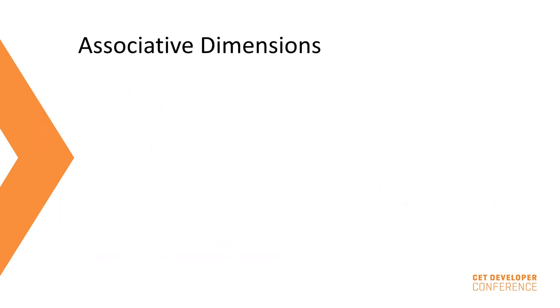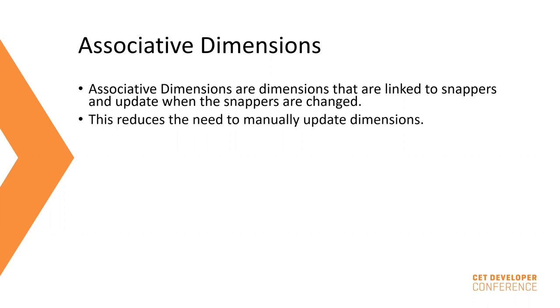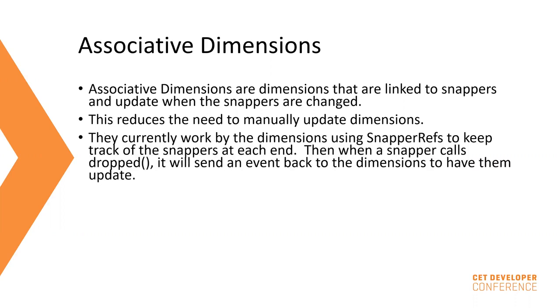Okay, so I'm going to real quick talk a little bit about associative dimensions, and then I'm going to dive into more in-depth how XAPI works and what calling xrun does. So associative dimensions are dimensions that are actually linked to snappers and will update when a snapper moves. So this will make dimensioning a project a lot easier for the users by reducing their need to actually update these dimensions or to delete and recreate them. So currently they work by using snapper refs to keep track of the snappers that are at each end of the dimension.